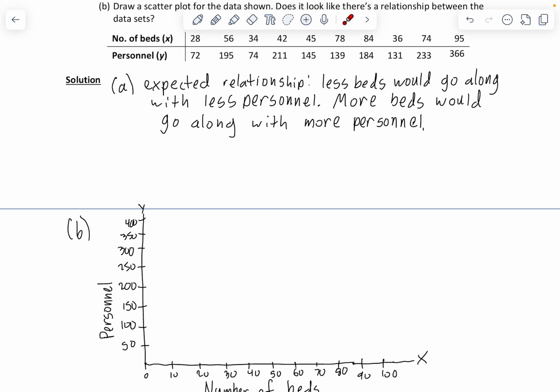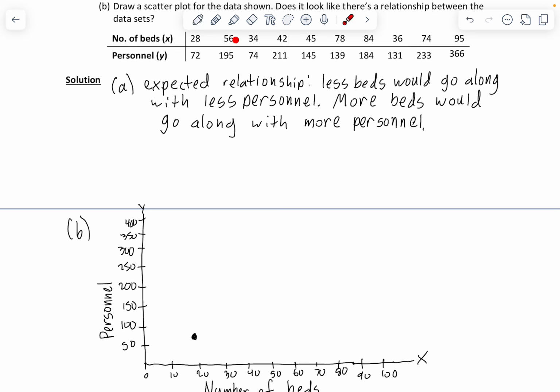So I would find 28 on the x-axis, which, I'm just going to have to approximate, is a little bit less than 30. And 72 on the y-axis, a bit more than 50. Figure out where that x and y value meet up on the graph, right about here. So let's plot a point there. Right about there. And then we keep doing that. There should be 10 points on the graph corresponding to each pair of data.